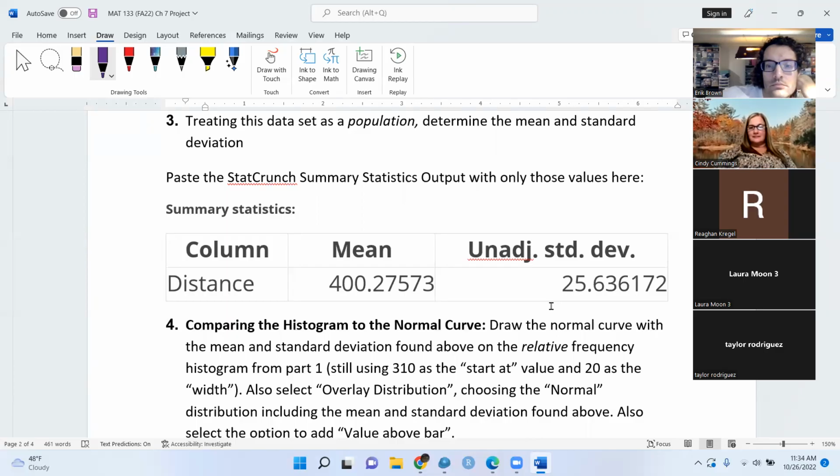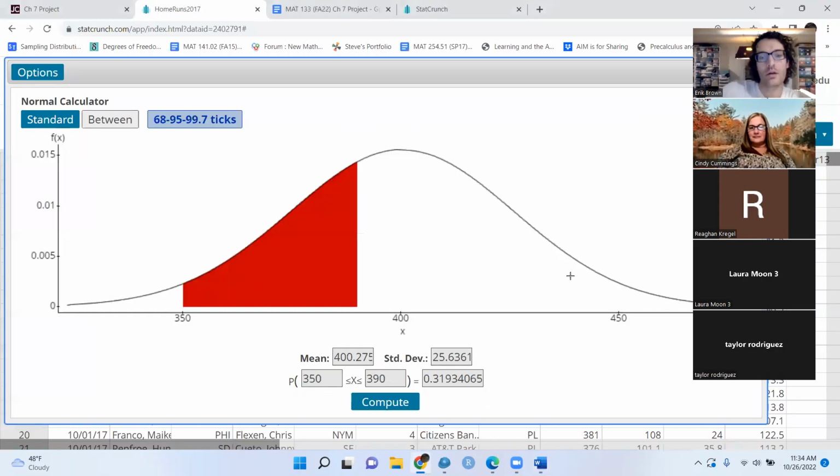Okay, and then the between was the 3.25.636172 for the unadjusted standard deviation. Okay. And the lower was 350. And then we went up to 390. Nice. Okay.